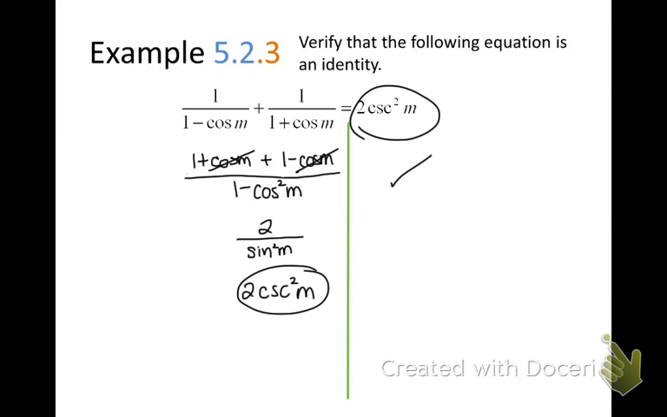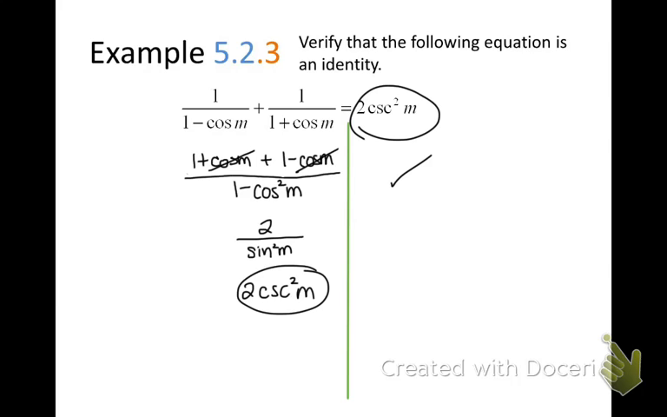Would it be wrong if you left it as 2 over sine squared m, and then on the other side you change that to 2 over? Nope, because in this, all you're trying to do is get them to match. So as long as you did change the other side, that's fine.